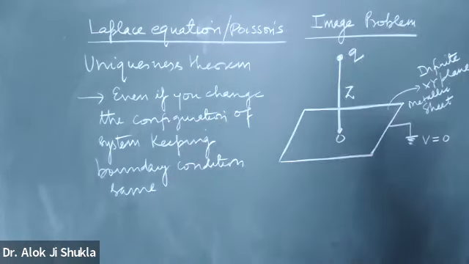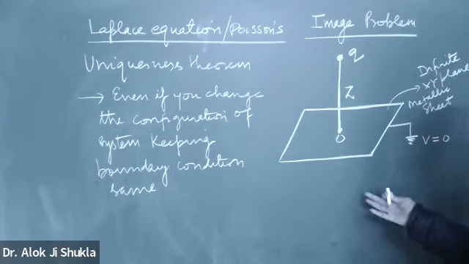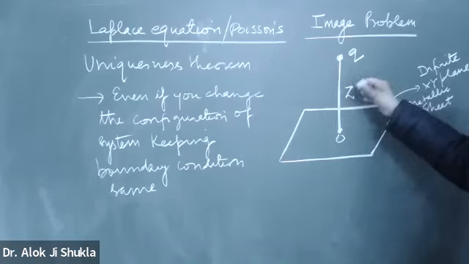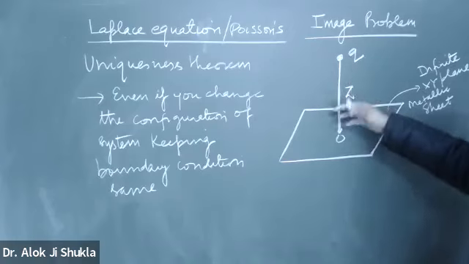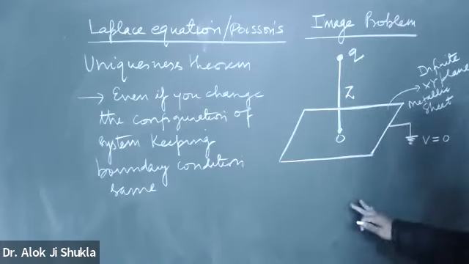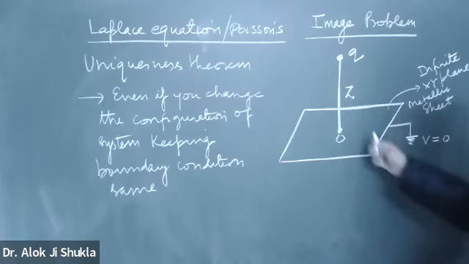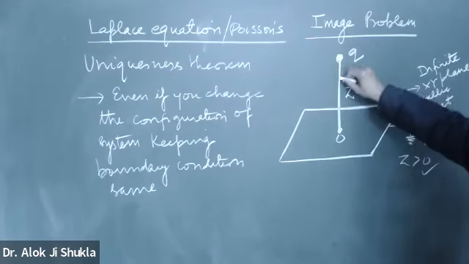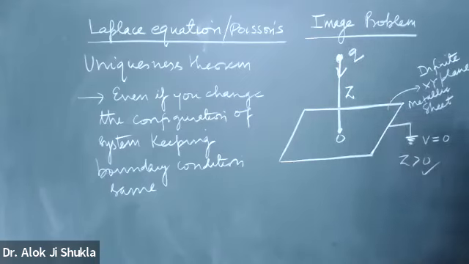Keeping the boundary condition the same, I can put charges, I can change the configuration, but not in the region, because if you apply Poisson equation, this will be the charge in the region. You can't change this charge, but you can put other charges. The region of interest is z greater than 0. So in that we should not change anything because we have to find the force on this. So this is my region of interest.